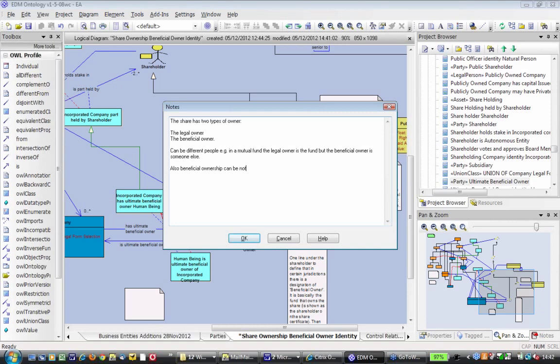Because there's another wrinkle on this, which is beneficial ownership can be not just with one person, but with a group of people. And that's again down to an informal group, a marriage, a club, etc., owning a share. Exactly. I'm no expert on US securities law, but my understanding is that if any of those individuals holds more than a certain percentage, they have to file something with the SEC.